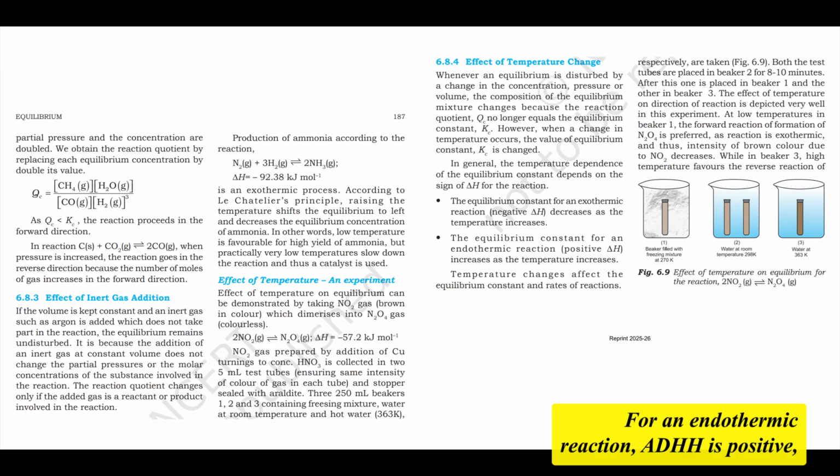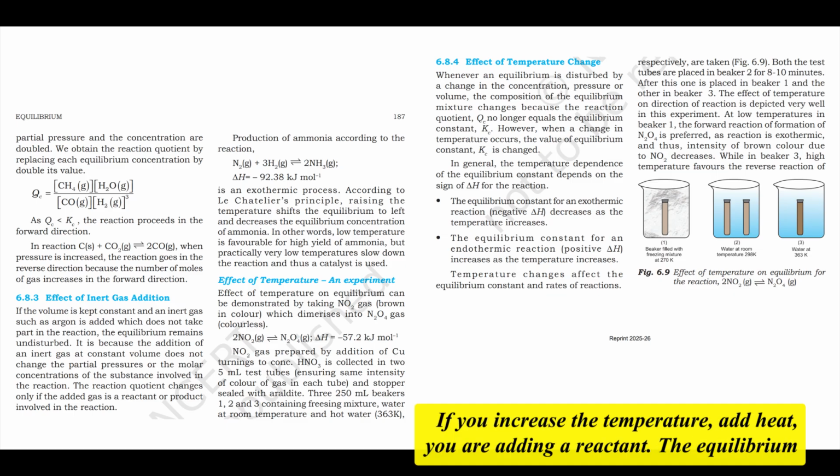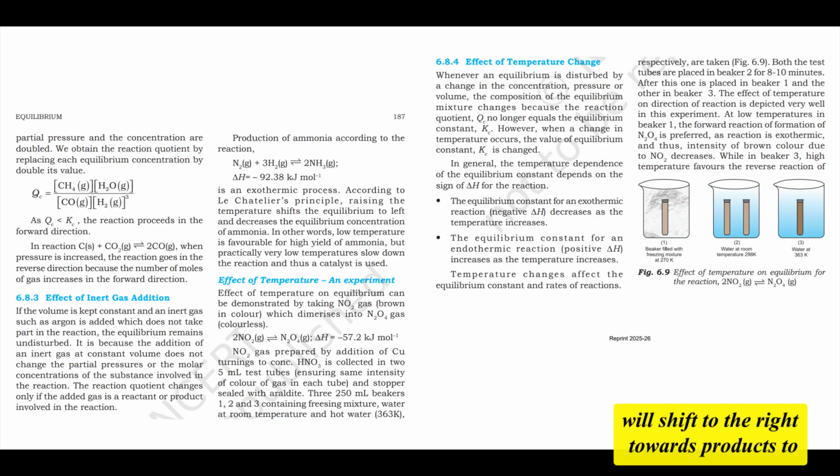For an endothermic reaction, ΔH is positive, meaning heat is absorbed, so you can think of heat as a reactant. Heat plus reactants equals products. If you increase the temperature, add heat, you are adding a reactant. The equilibrium will shift to the right towards products to consume this added heat. This shift to the right means the value of K will increase.